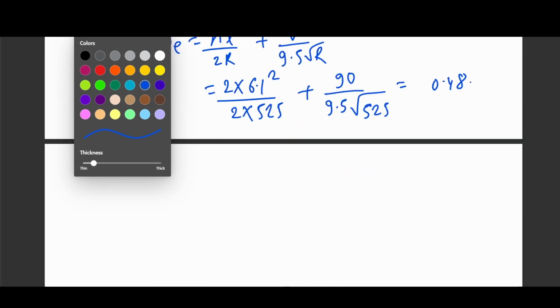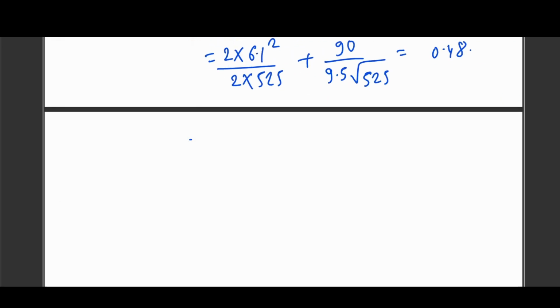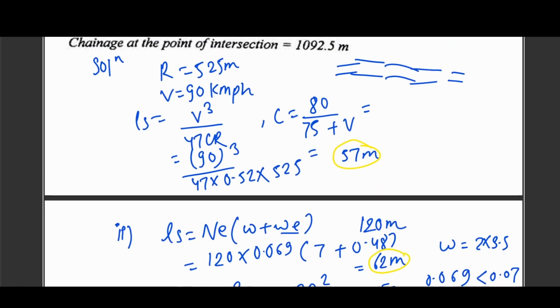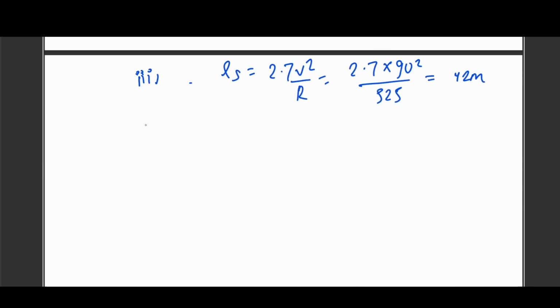So let's move on to the next one. The third portion is from the IRC recommended, that is Ls equals 2.7 V square by R. Considering plain terrain or rolling terrain, 2.7 into 90 square divided by 525, and the value of Ls will be 42 meter. So we take the maximum value among 42, 62 and 57, that is 62 meter. So the length of the transition curve is 62 meter.